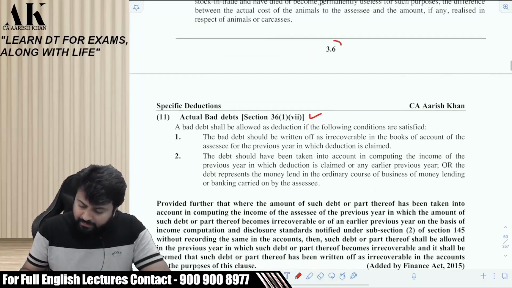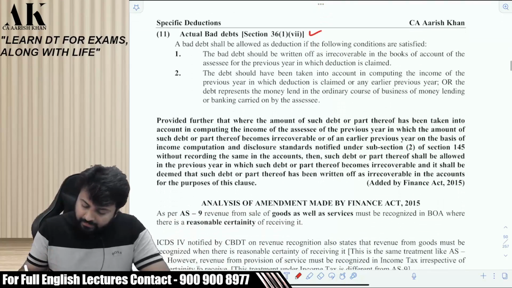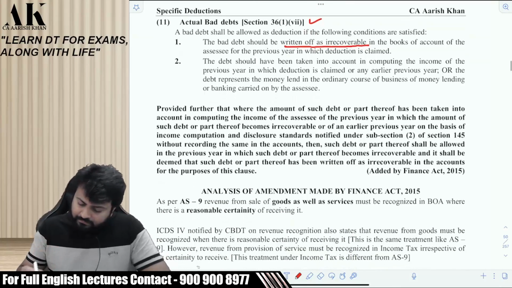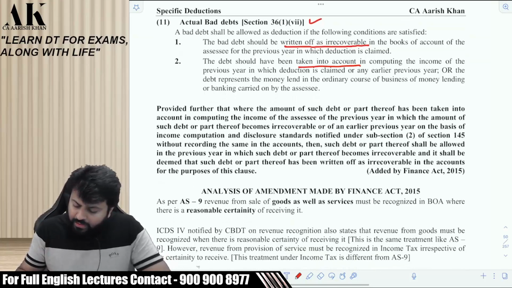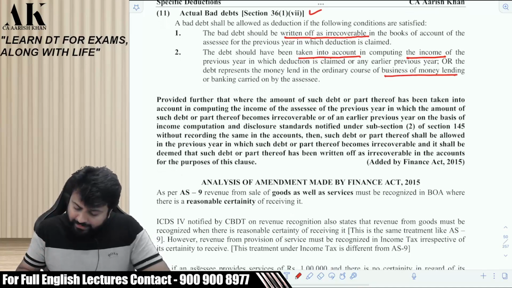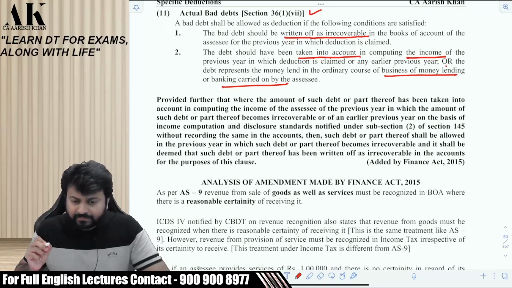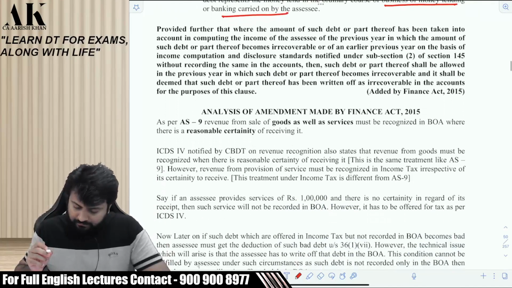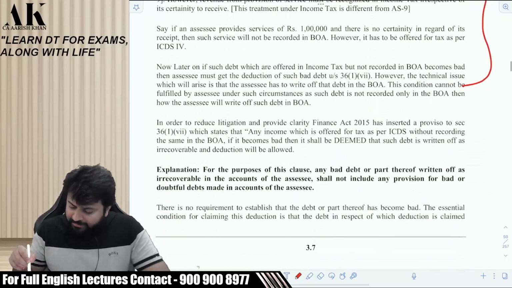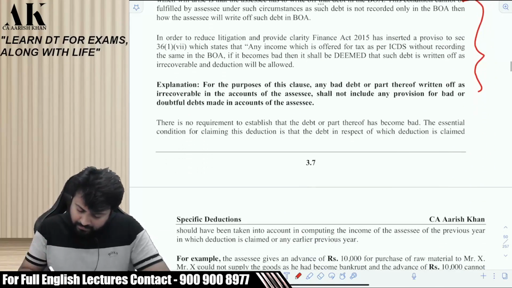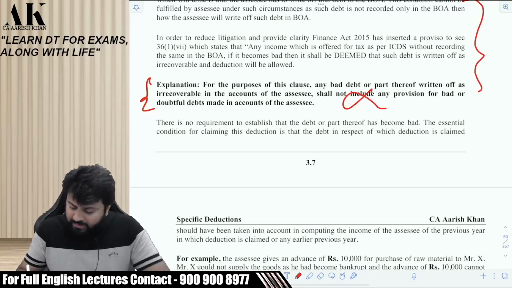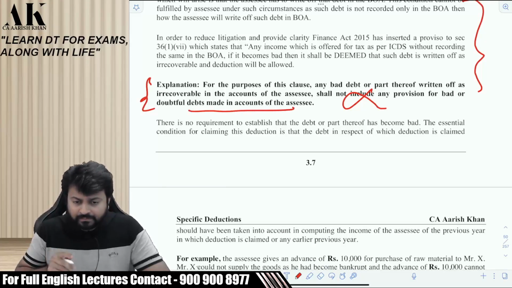Page number 3.7. The first condition is you should write off the debt as irrecoverable, right? Then it should be taken into account in the income, right? For bank, money lending, business, assessee, there is an exception, right? Then this is something which is pending. I'm speaking about that in a while now. Then this explanation talks about you will get deduction of only bad debts, not provision for bad debts. Check over here. I have summarized everything over here in few words.